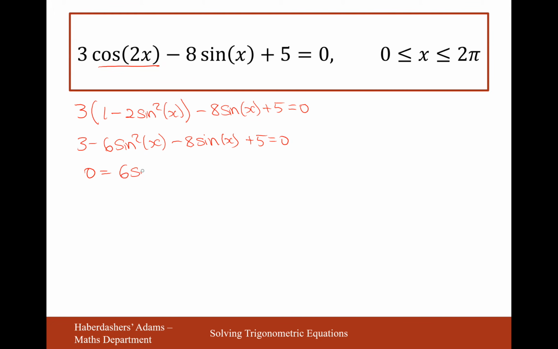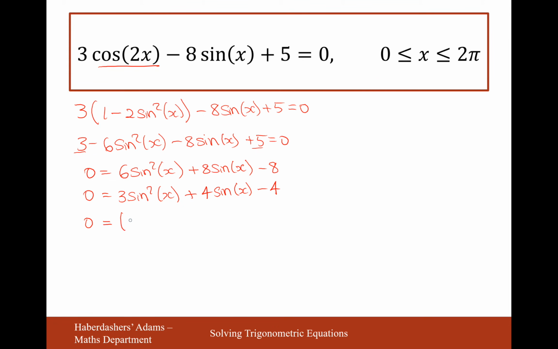So the 6 sine squared x will move onto that side. The minus 8 sine x will become plus 8 sine x when it's on the right hand side, and we're going to get 3 and 5 adding together to make 8, so it's going to be minus 8 when it's on the other side. The next thing I'll do is I'll divide everything by 2, because that'll make my life easier. I'm all about making my life easier. The next thing I'll do is now factorize or solve this quadratic.